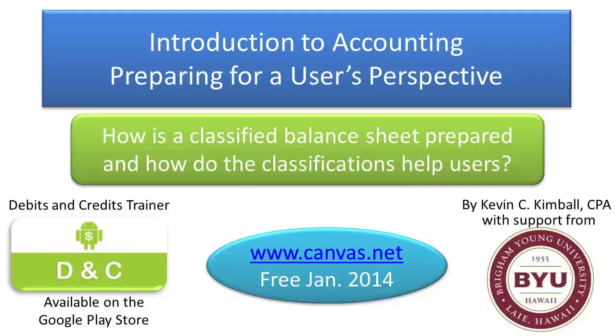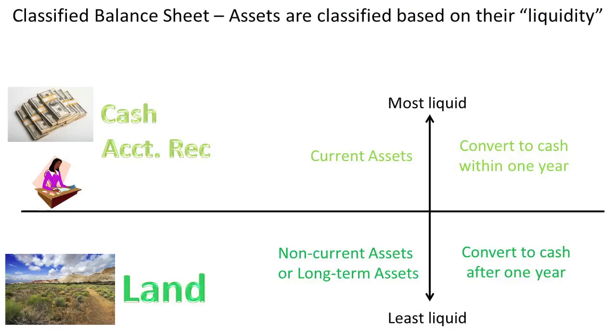Welcome to Introduction to Accounting, Preparing for a User's Perspective. How is a classified balance sheet prepared, and how do the classifications help users? Assets and liabilities are classified in order of liquidity.